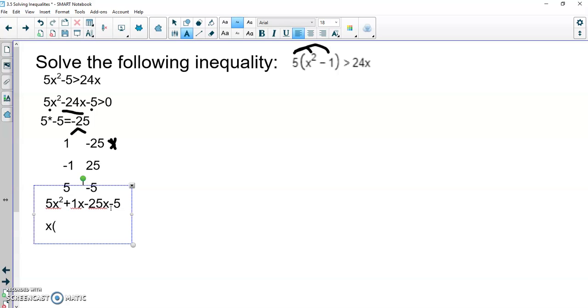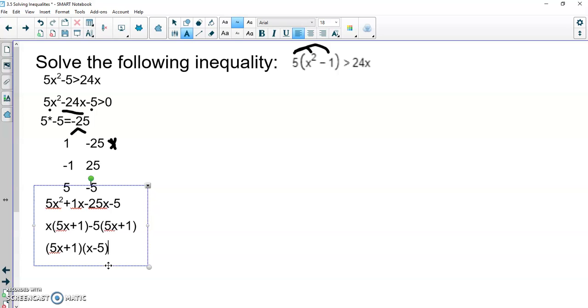The greatest common factor of the first 2 terms is x, and when I factor it out, I'm left with 5x plus 1. The greatest common factor of the second 2 terms is negative 5, and when I factor it out, I'm left with 5x plus 1. Looking at this line, hopefully you see the greatest common factor of 5x plus 1. When I factor that out, I get x minus 5. This is just the factored form, not the solutions to the problem.